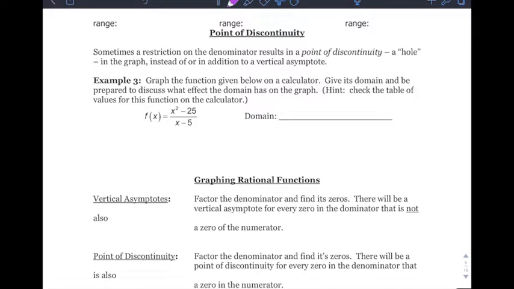Points of discontinuity. Sometimes a restriction on the domain or on the denominator results in a point of discontinuity, and basically it looks like a hole in a graph, instead of or in addition to a vertical asymptote. So graph the function below on a calculator. Given its domain, be prepared to discuss what effect the domain has on the graph.